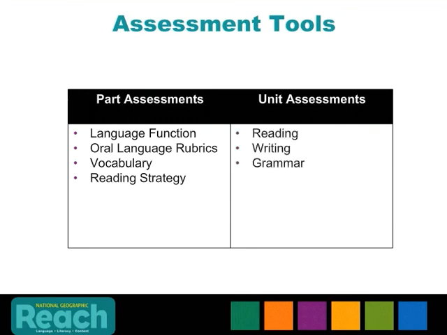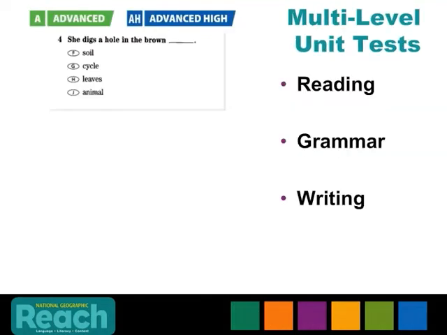Next, there are 3 unit tests that students take at the end of each unit. They are reading, writing, and grammar. Let's take a look at those a little closer. When it comes to the unit tests in REACH, you can test the way you teach. Multi-level strategies are used while teaching, and the same occurs when it comes to assessment on the unit tests for reading, grammar, and writing. These tests are designed to be rigorous and thereby familiarize students with state test formats, track student progress, and provide prescriptions for reteaching.